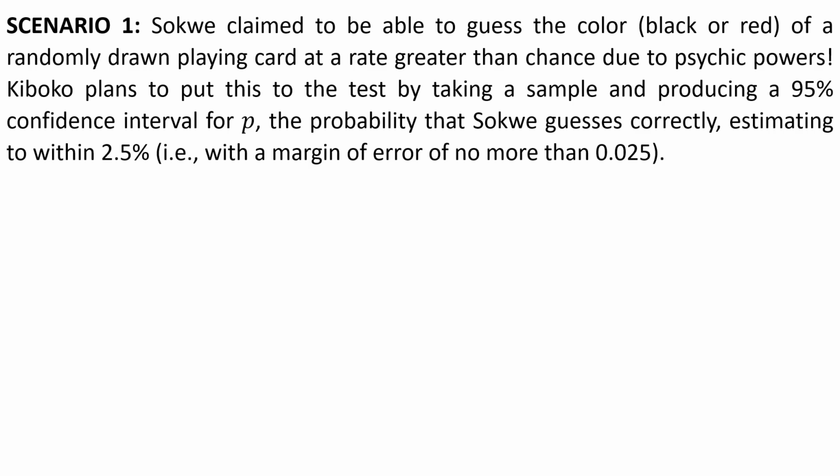So what Kiboko plans to do is to collect some data and produce a confidence interval for P, the probability that Sakwe guesses correctly the color of a randomly drawn playing card. And Kiboko wants to produce an interval that is no more than 5% in width. In other words, the margin of error is no more than 2.5%.